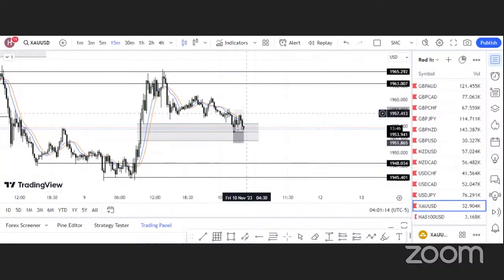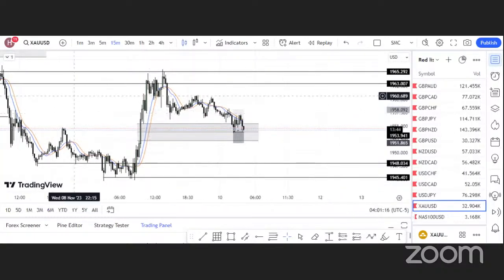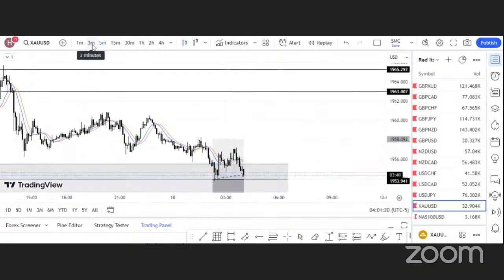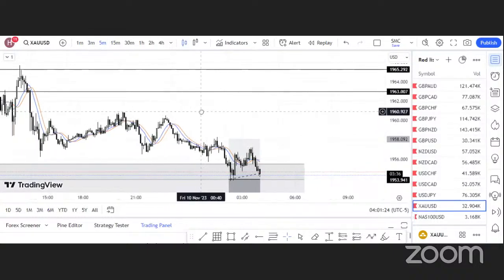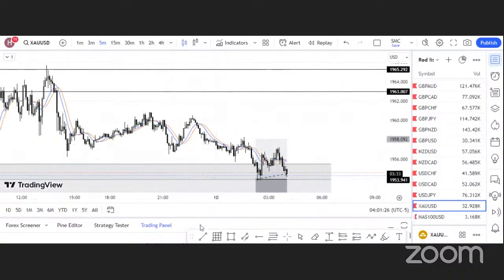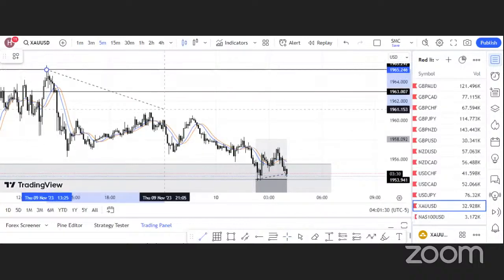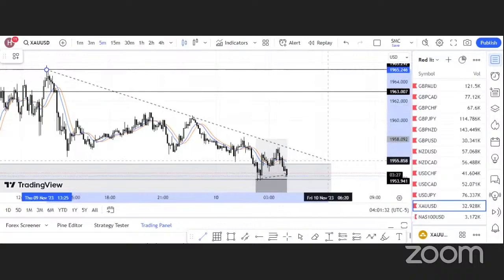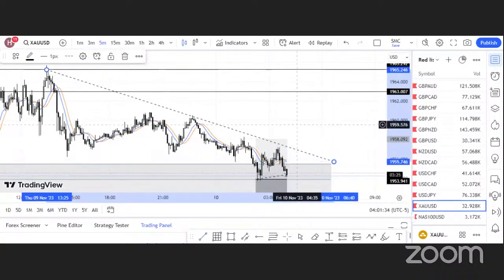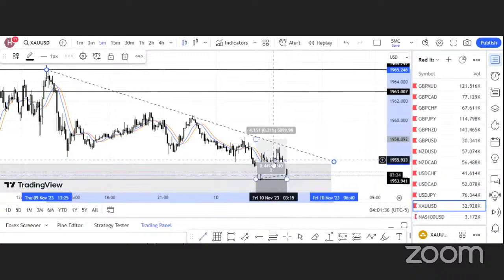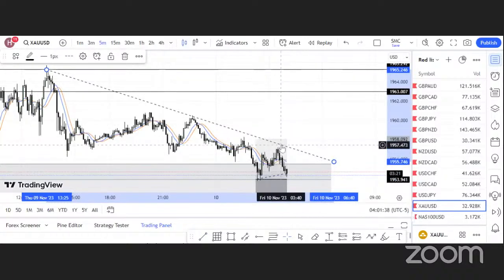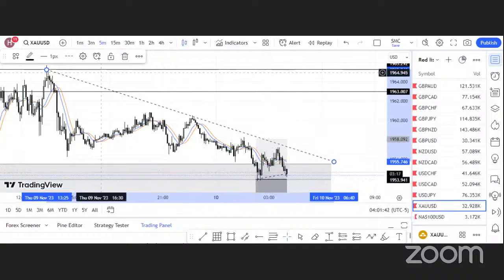So here I have XAUUSD. This is the gold pair, gold against United States dollars. And I'm currently looking out for an opportunity to buy here. I already bought a few moments ago, took TP around this area, but I think the market is going to go up from this area again.